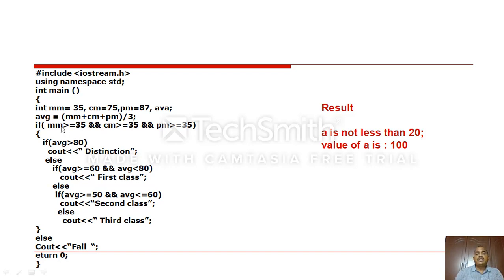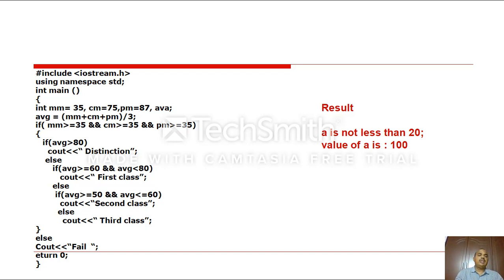If maths marks greater than or equal to 35 and chemistry marks greater than or equal to 35, both sentences are true, and compare physics marks greater than or equal to 35. So all 3 expressions are true. Then again an if statement follows, a nested if statement. An if statement follows another if statement.